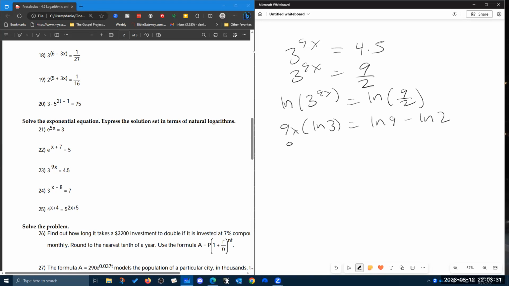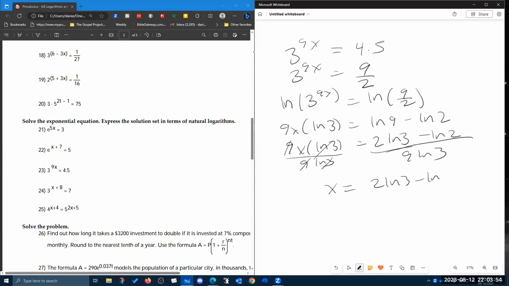ln of 9 is 2 ln of 3 because it's 3 squared. I'm going to divide everything by 9 ln of 3 to get rid of the 9 and the ln of 3. And x is exactly equal to 2 ln of 3 minus ln of 2 divided by 9 ln of 3.